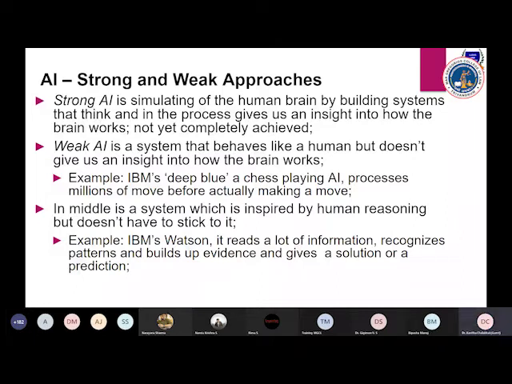For example, IBM has come up with Deep Blue, a chess playing AI. This chess playing AI processes millions of moves before actually making a move. Deep Blue challenges a person, and by the time it makes a move within seconds, it is processing millions of moves. But it is not in a position to tell how those millions of moves have been processed. So that is weak AI. Strong AI has not yet been completely achieved; weak AI is mostly there.